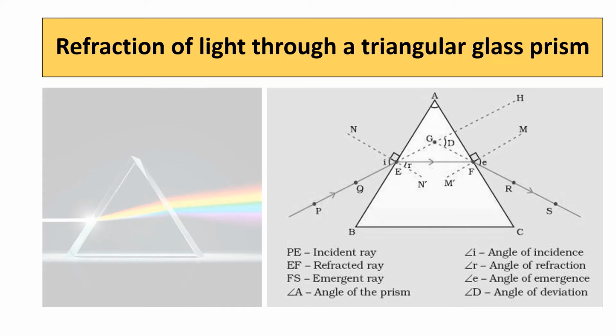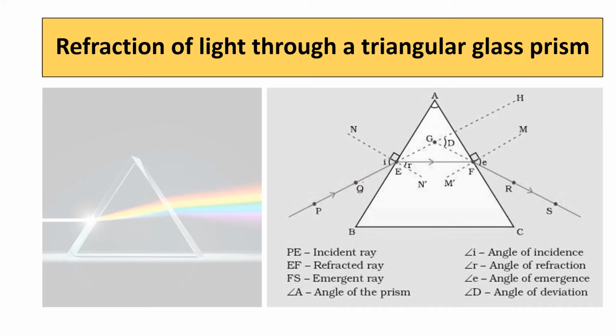You can see a light ray enters the lateral surface of a glass prism, passes through the glass and emerges out from the other lateral surface. Let PQ be the incident light ray which falls on the face AB of the prism. This is the point of incidence of the light ray. You can draw a perpendicular at the point of incidence, which is called the normal. N dash is the normal drawn at the point of incidence.